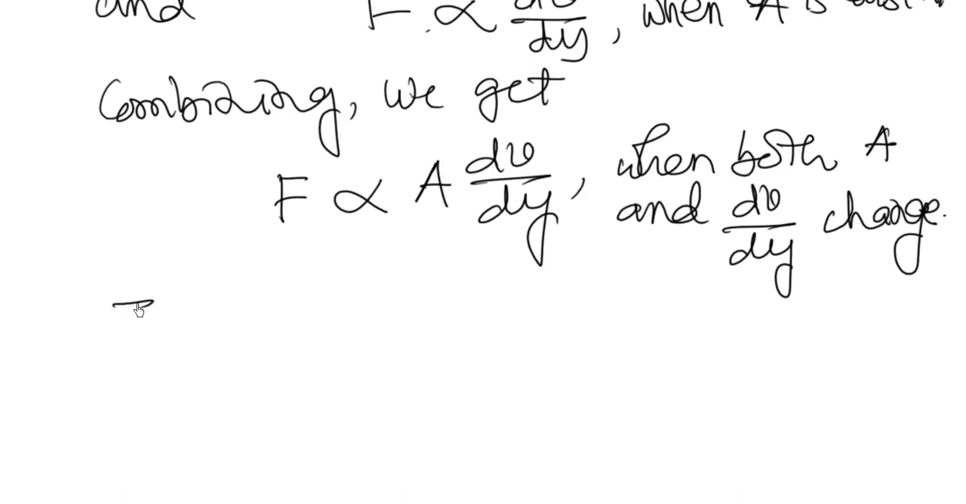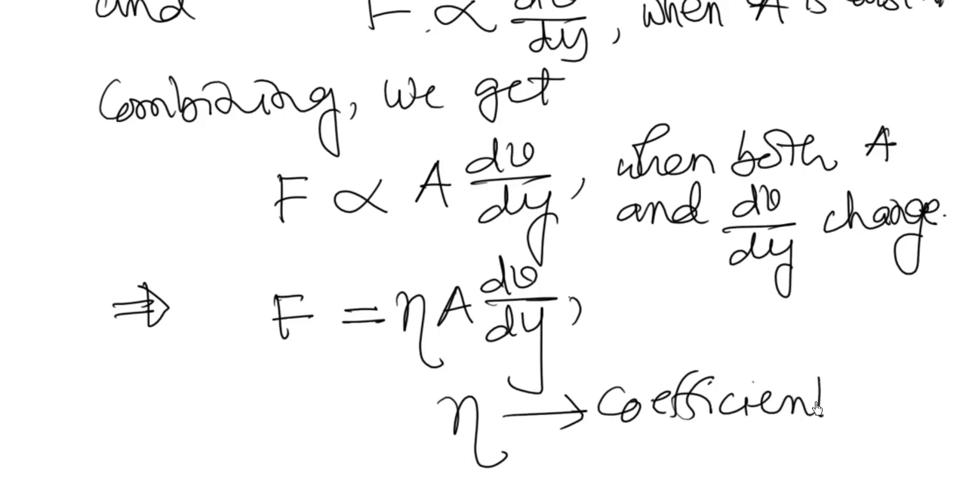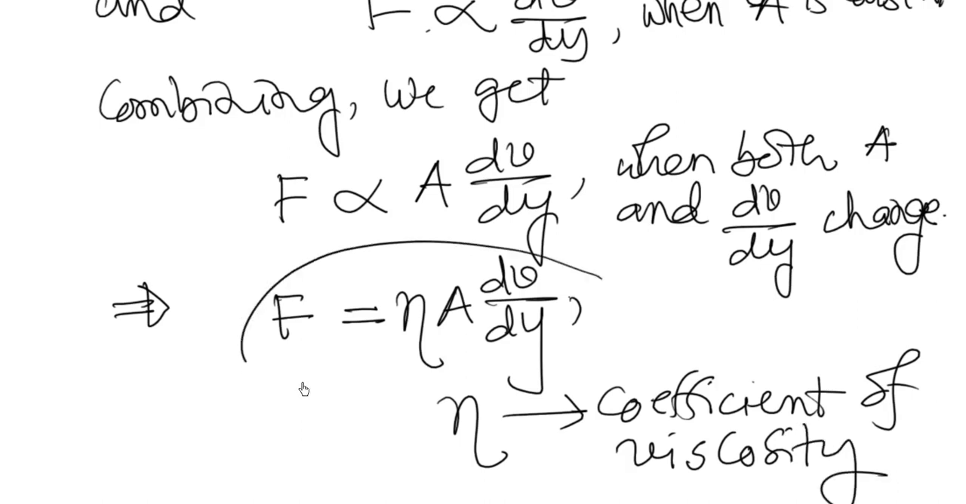If we put an equal sign, then we'll have to put a constant. Let us say this constant is eta. Here eta, this proportionality constant, is known as the coefficient of viscosity. This is Newton's law of viscosity.